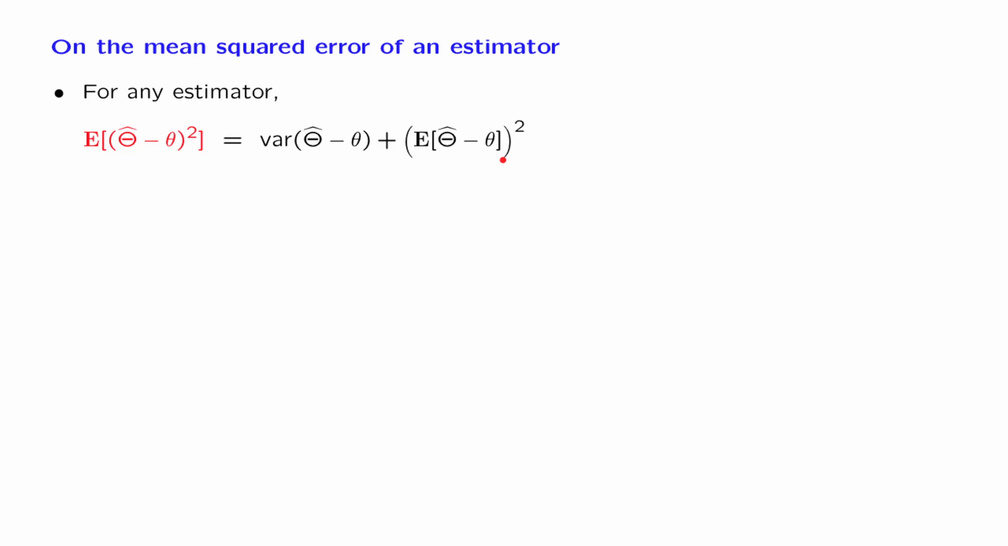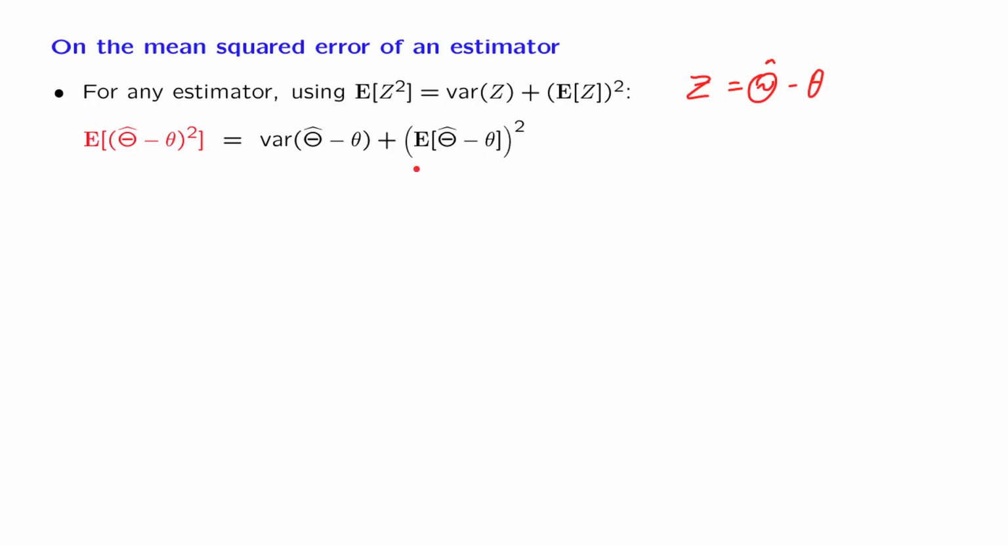Well, we know that for any random variable z, this formula is valid, and if we let z be equal to the difference between the estimator and the value that we're trying to estimate, then we obtain this formula here. The expected value of our random variable z squared is equal to the variance of that random variable plus the square of its mean.